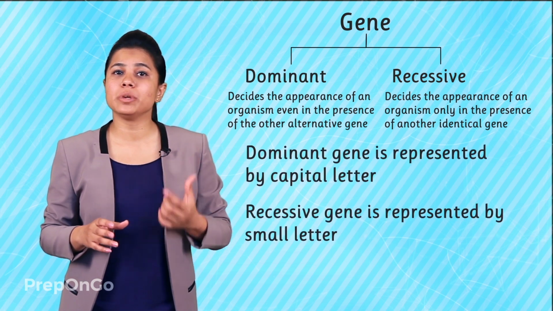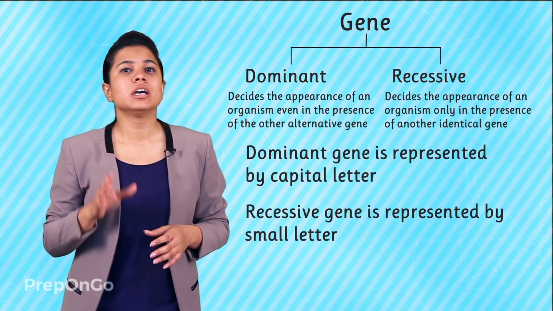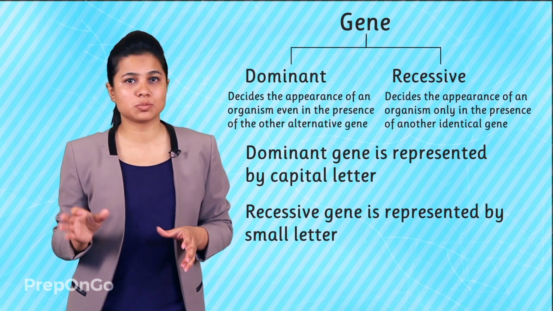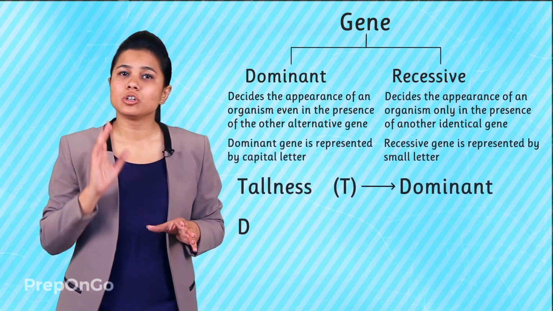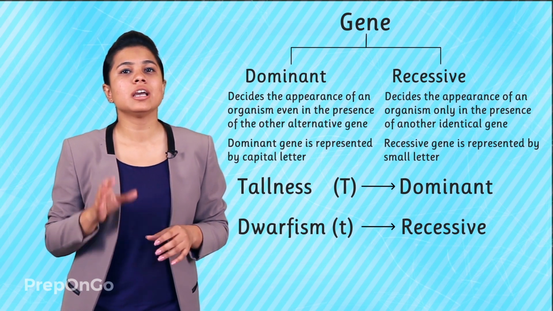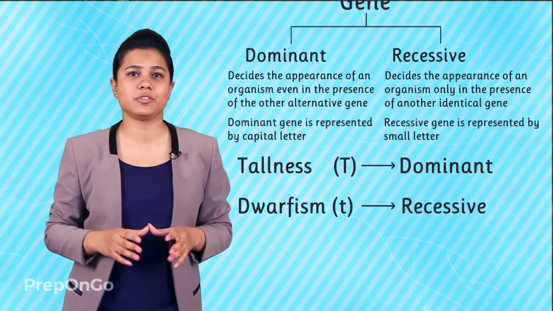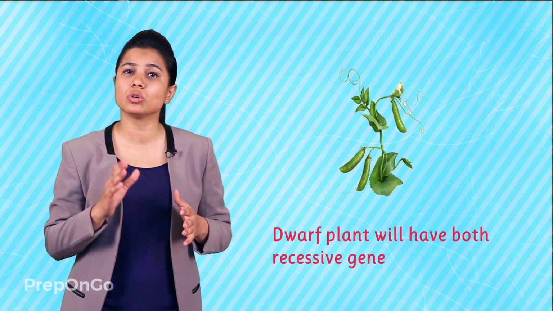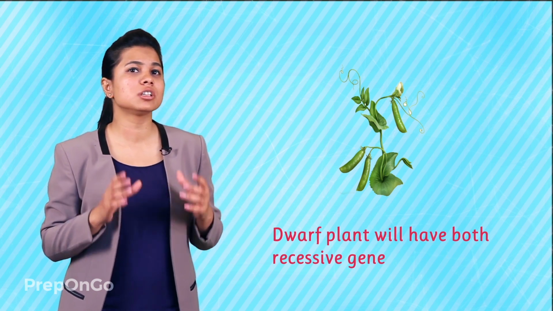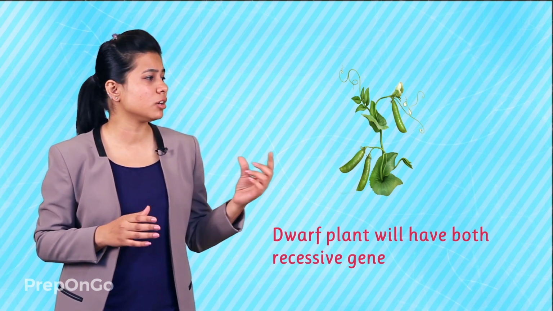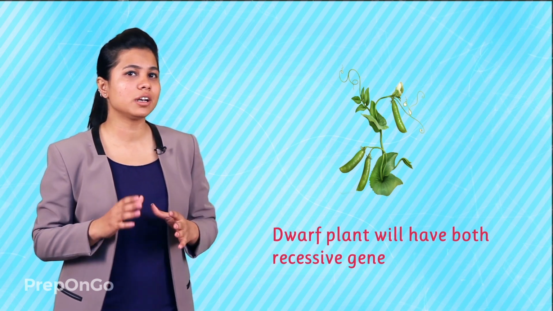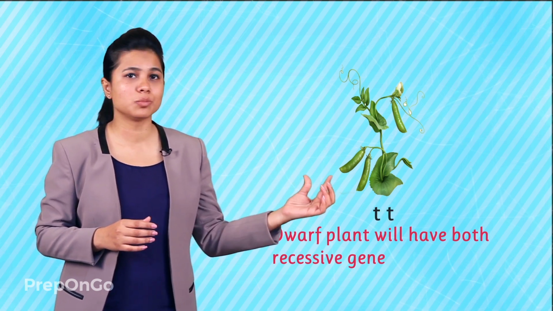We represent the dominant gene by a capital letter and the recessive gene by a small letter. And for plants, tallness is a dominant trait and dwarfism is a recessive trait. Let us see the genes present in these two plants. We know that genes work in pairs. From the definition of recessive traits, we know that this dwarf plant will have both recessive genes, and hence the genes present here will be both small t. So we can write it as small t, small t.